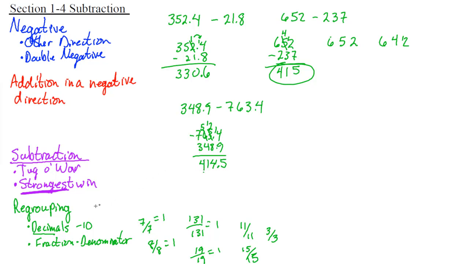And we don't forget the rule, strongest one wins. We're still in there, so the strongest one is a negative. So negative 414.5. Okay, let's look and see what it looks like with fractions.